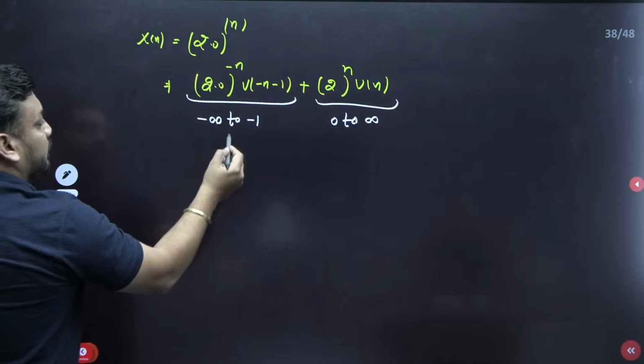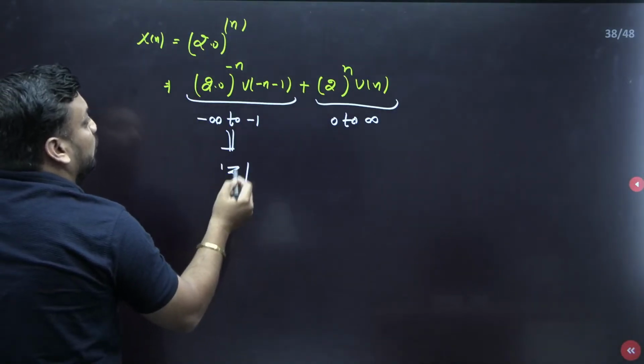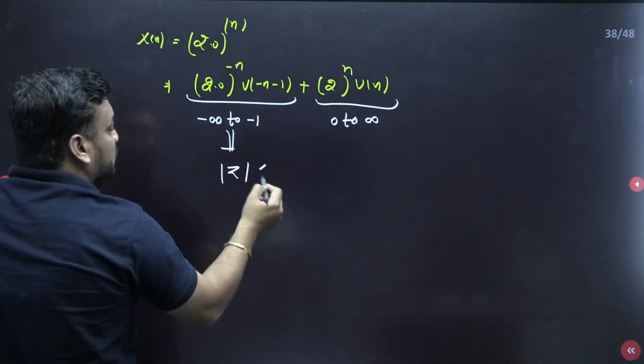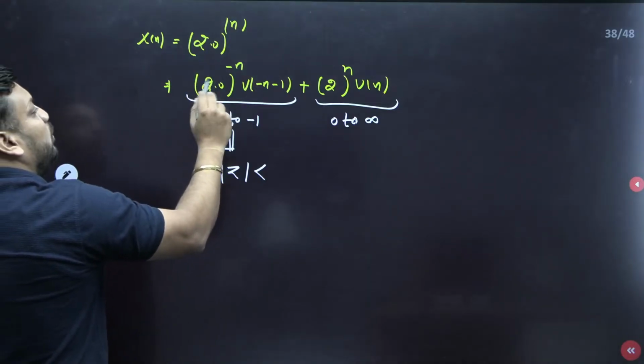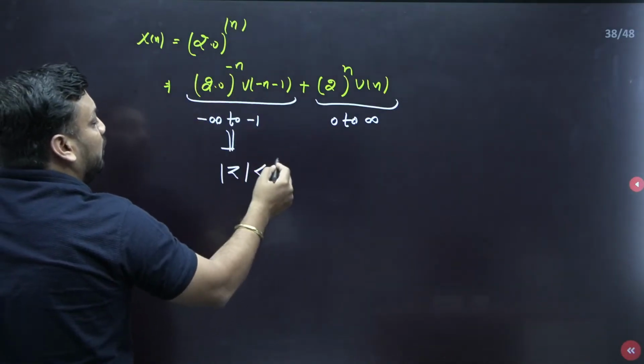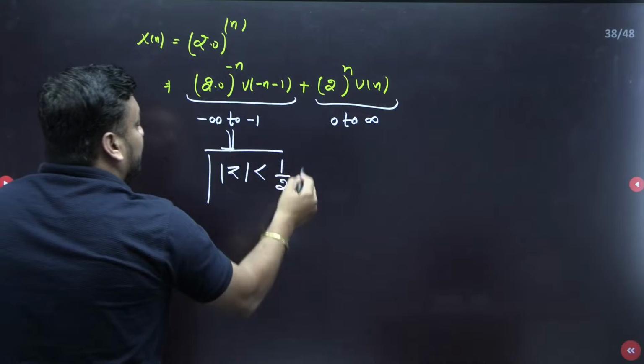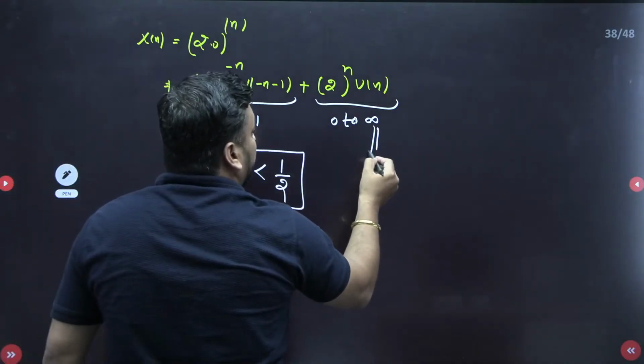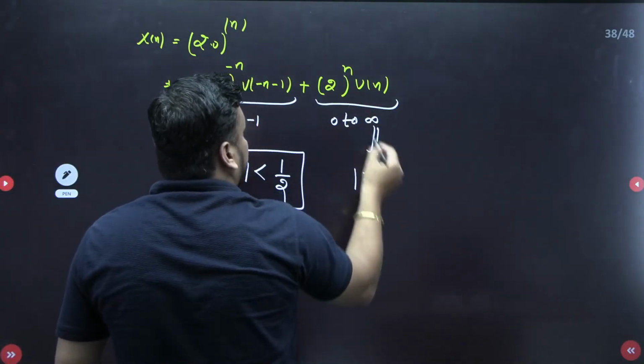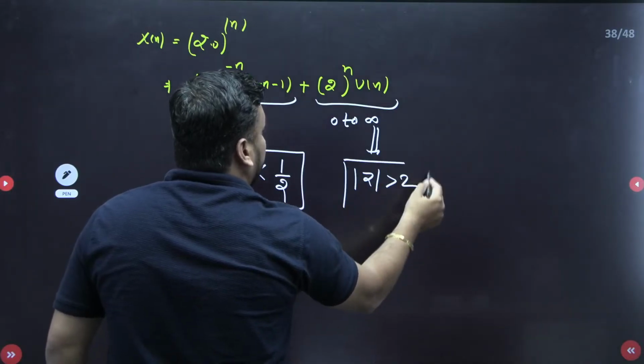So if I check the ROC, because of u of minus n minus 1 the ROC is less than, less than what? 2 to the power minus n, it means 1 by 2. Less than 1 by 2. And here, because of u of n, the ROC is greater, greater than 2. So mode of z is greater than 2.